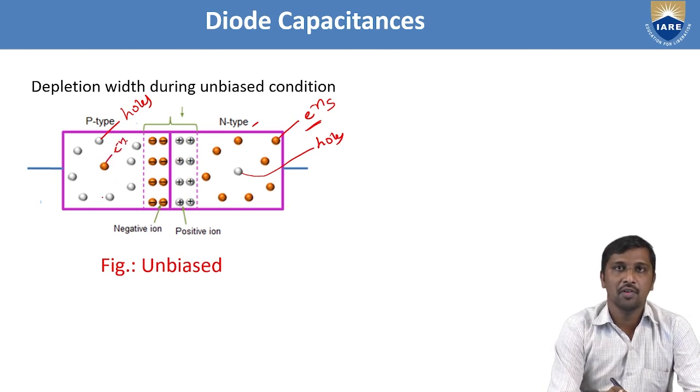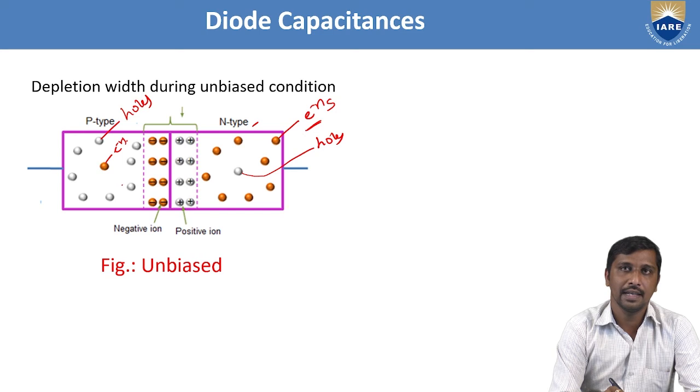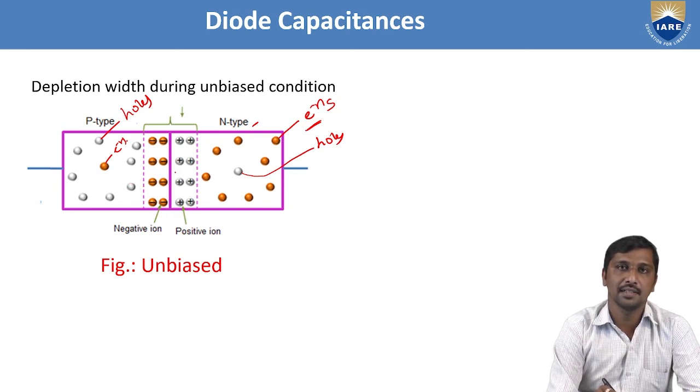Even if you are not applying any external force to this PN junction, due to the internal energy of the charge particles, they try to move or diffuse from one region to the other region.